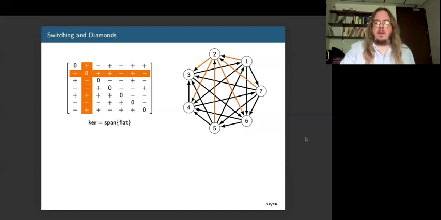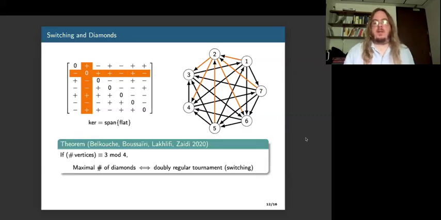So luckily, there's a different approach that avoids having to try to determine what the right switching is. And this is due to a theorem, due to Belkouche, Boussoudi, Lakhlifi, and Zaidi, just a few years ago.